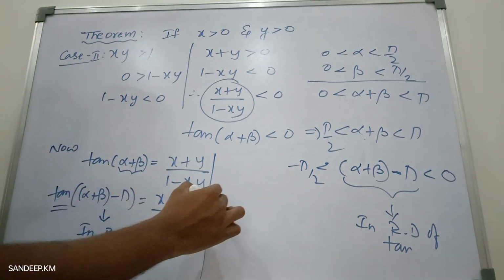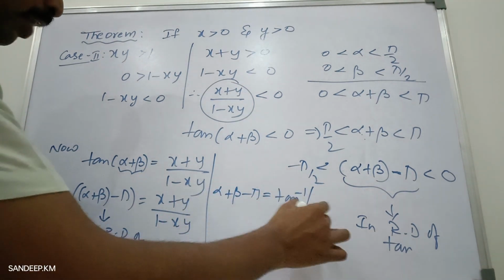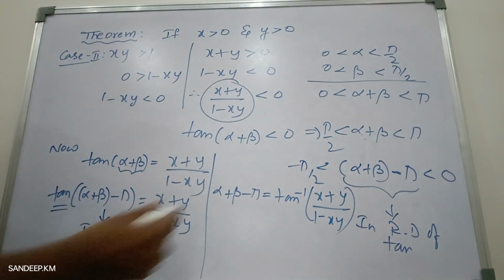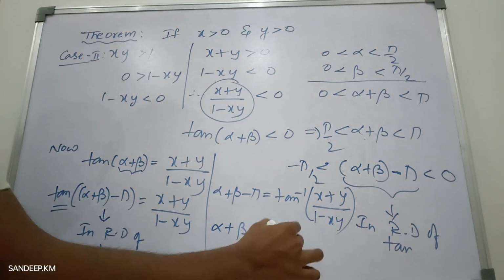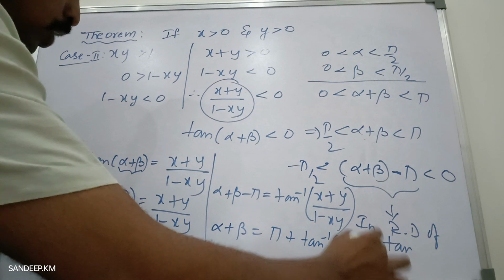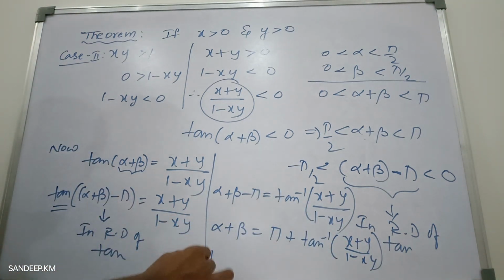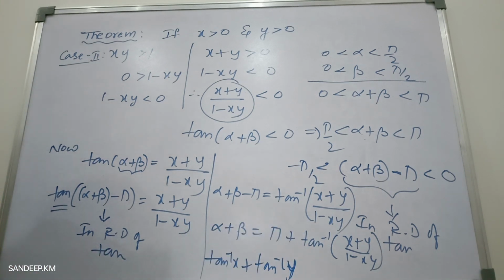So therefore alpha plus beta minus pi is equal to tan inverse of x plus y by 1 minus xy. And take minus pi to the right side. So what do we get? Alpha plus beta is equal to pi plus tan inverse of x plus y by 1 minus xy. And what is alpha? Alpha is tan inverse x. Plus what is beta? Beta is tan inverse y.